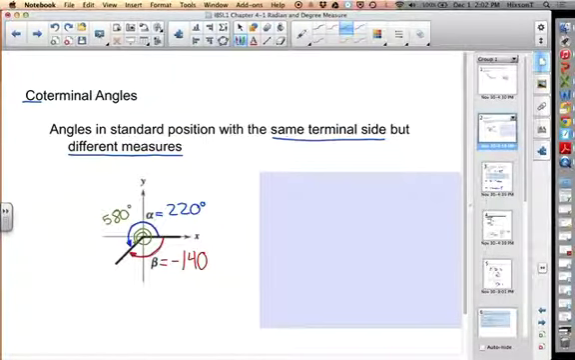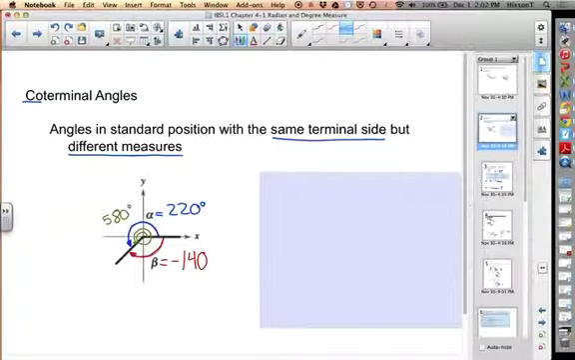Okay? Wait, but why are we doing that? I'm confused. Because we felt like it. I was showing you, there's actually, obviously I could go around twice, right? Or 3 times, or 4 times. There's actually an infinite number of coterminal angles here.